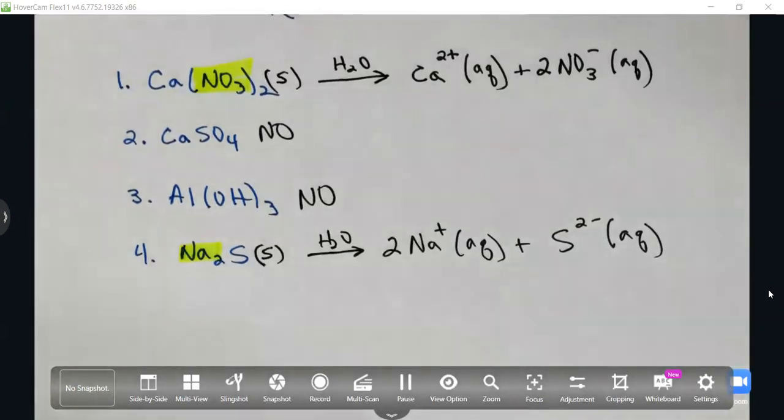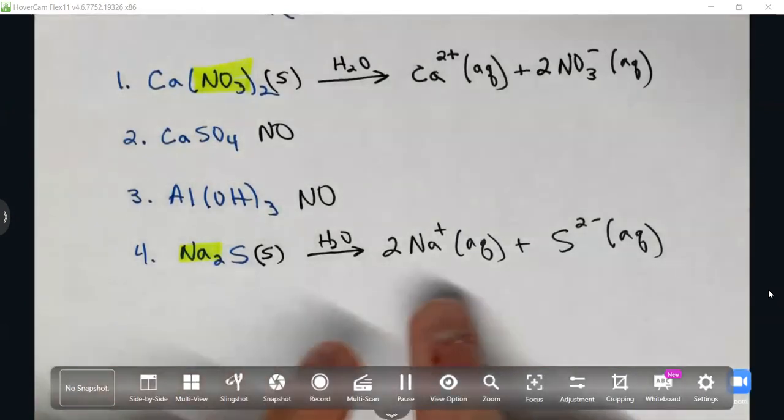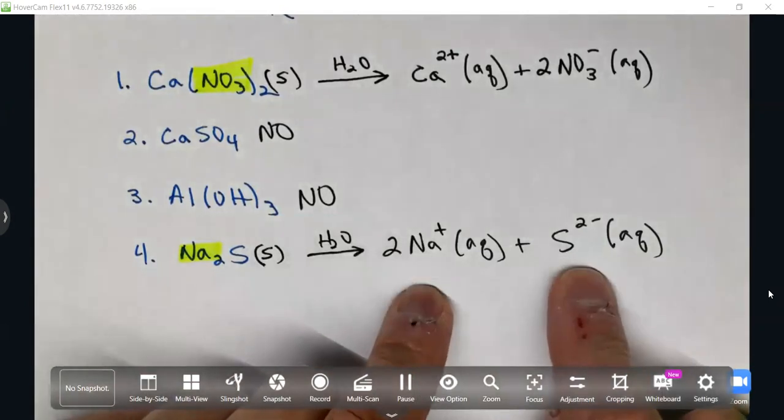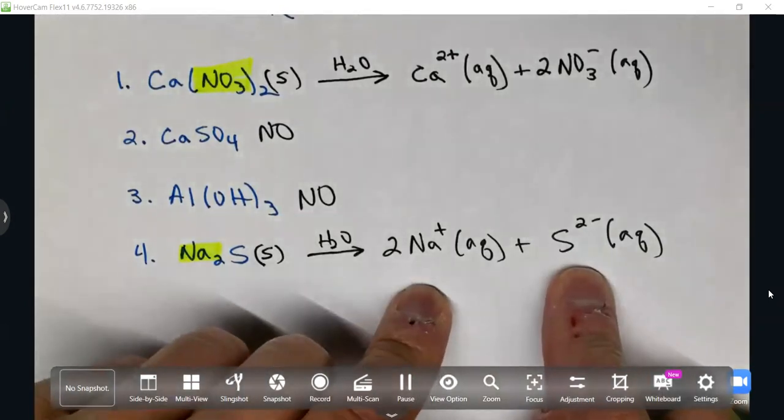Now listen, listen, listen. You can't make up ions. You have to split this up into ions that exist. Here's what students do.